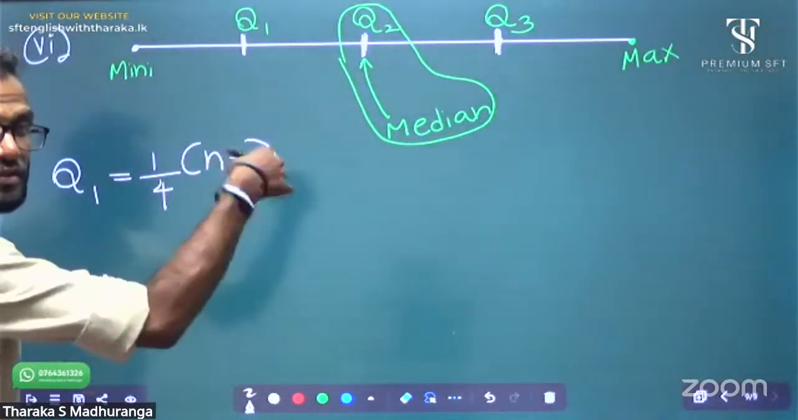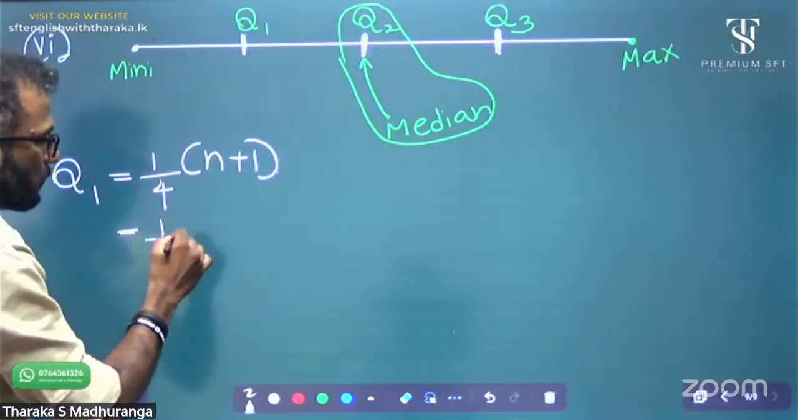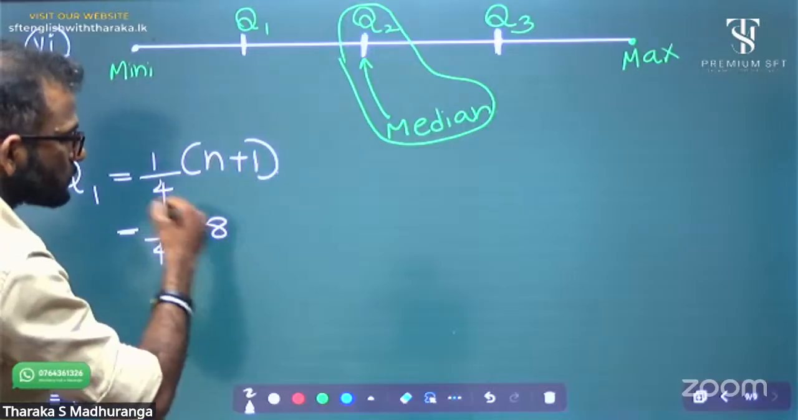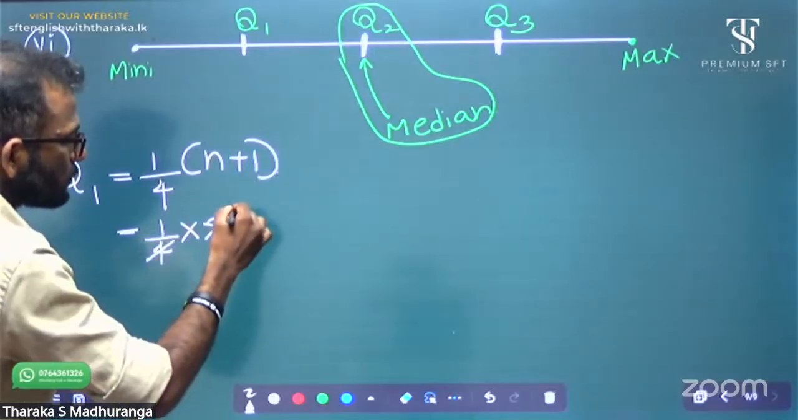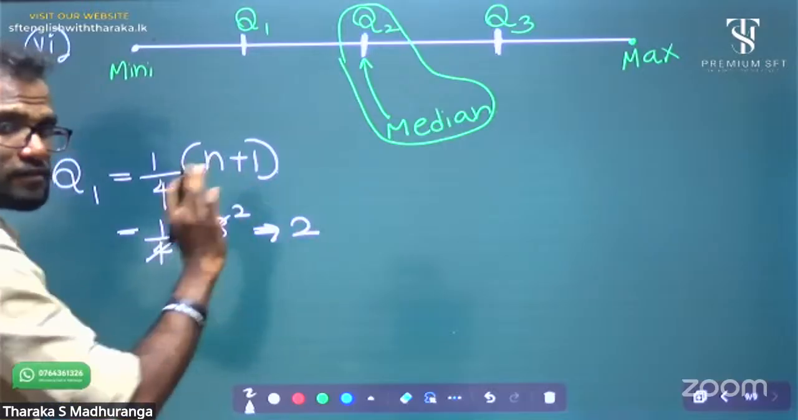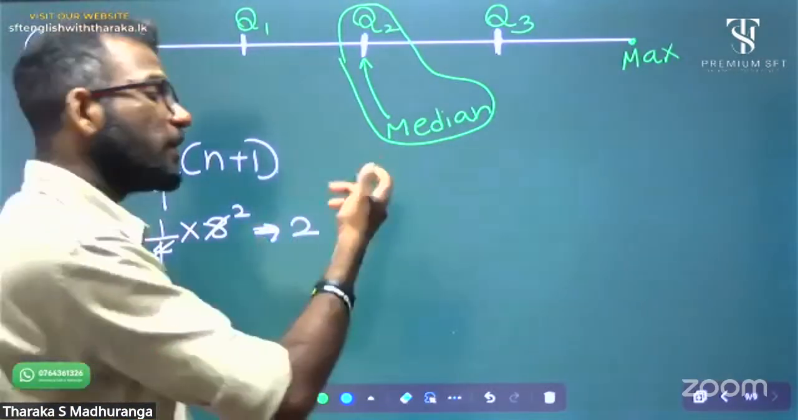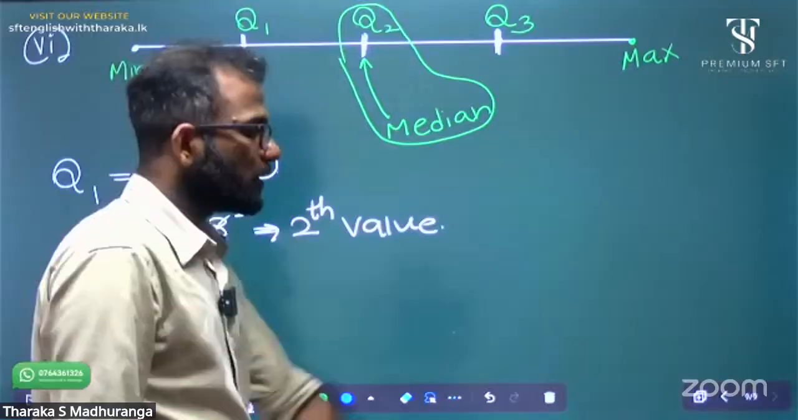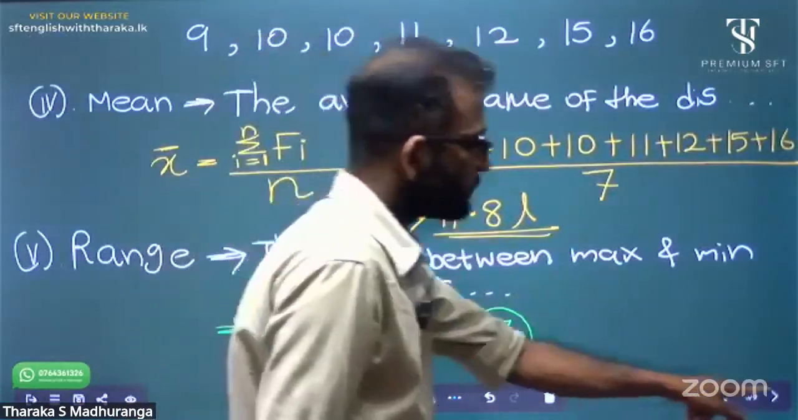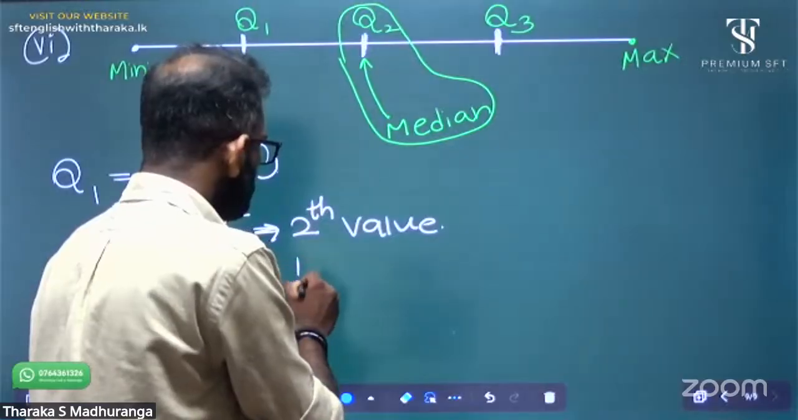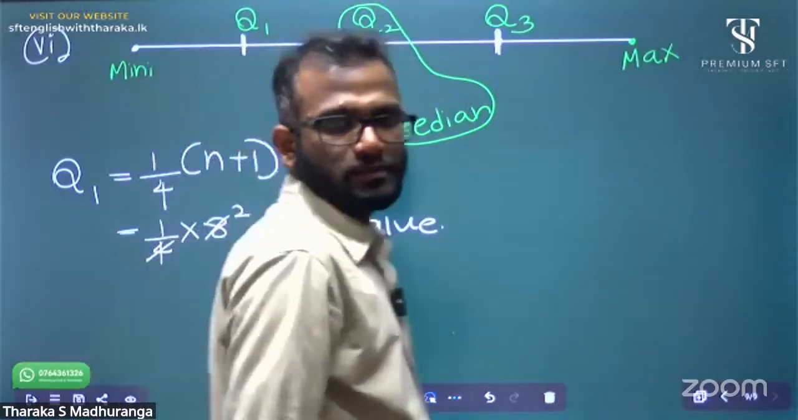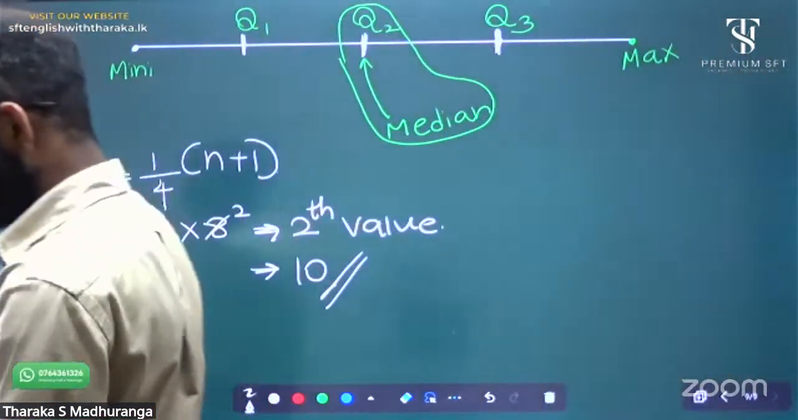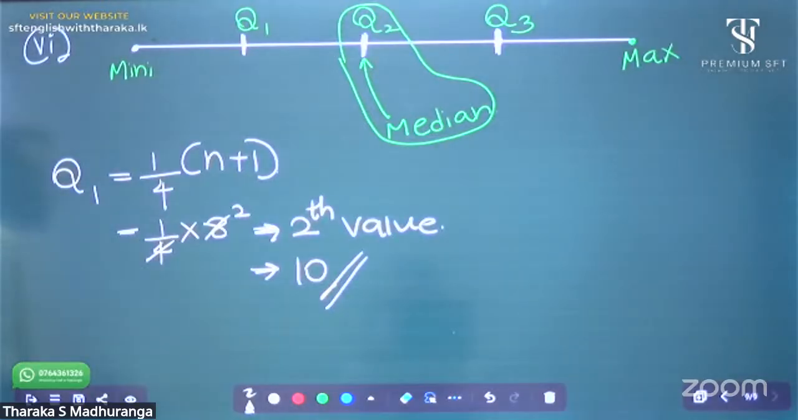But this is not the value, okay? 1 over 4 times (n plus 1) means the 2nd value. Remember, the second value is the first quartile. Now what's the second value? 10. 10 is the first quartile.